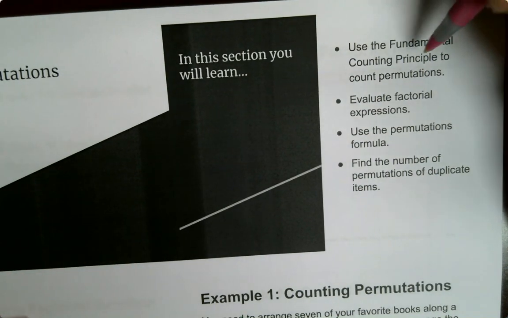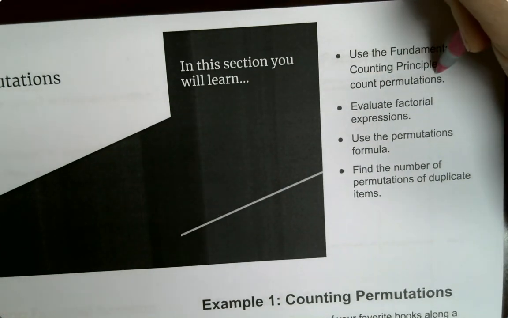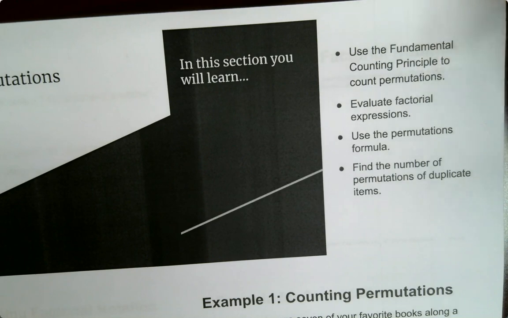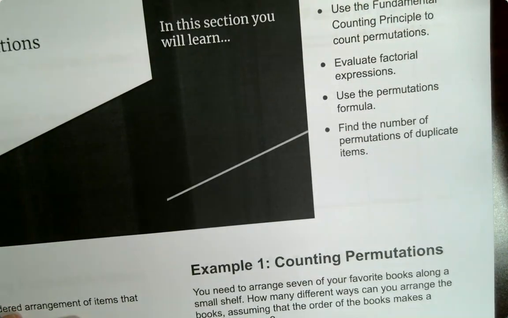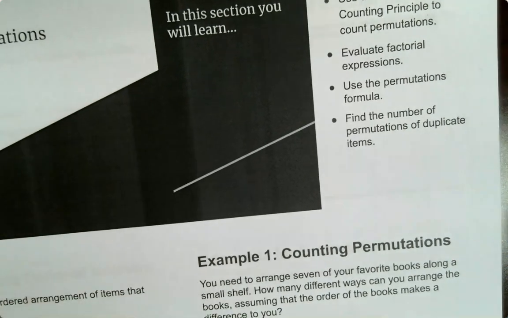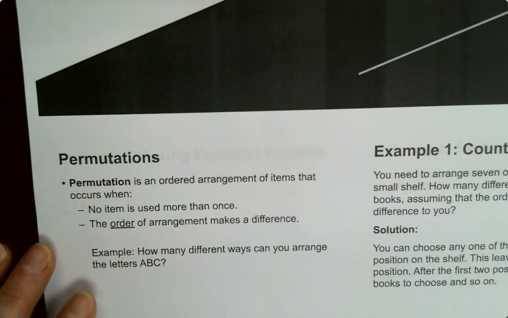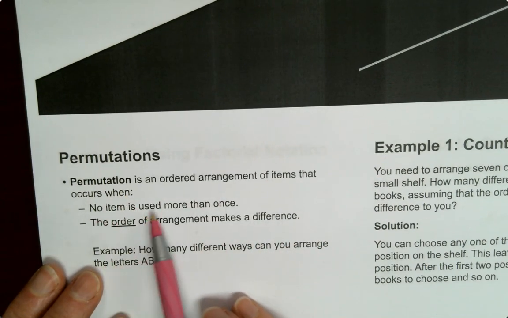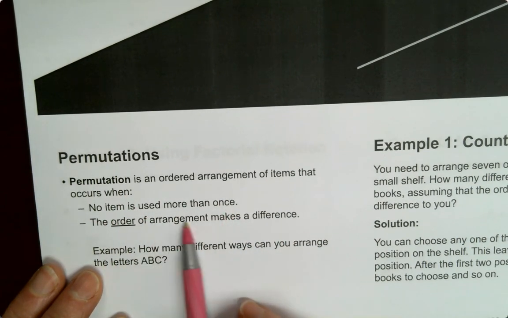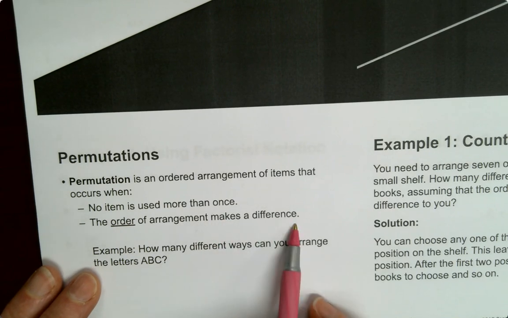We are going to use the fundamental counting principle to count permutations. We are going to use factorial expressions, use a permutation formula, and find the number of permutations whenever you have duplicate items. A permutation is an ordered arrangement of items that occurs when no item is used more than once. The order of arrangement makes a difference.